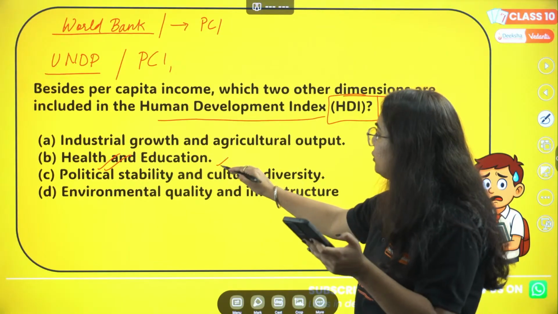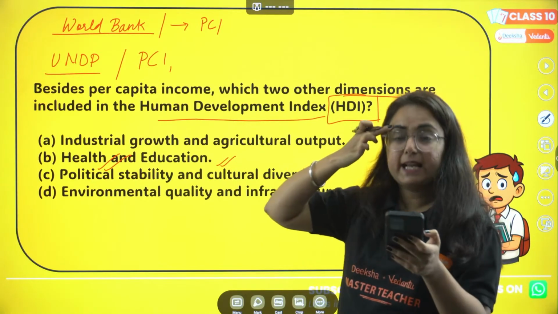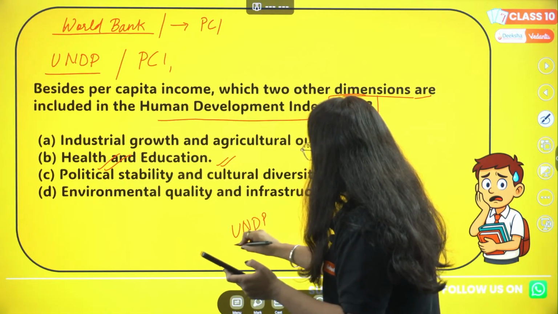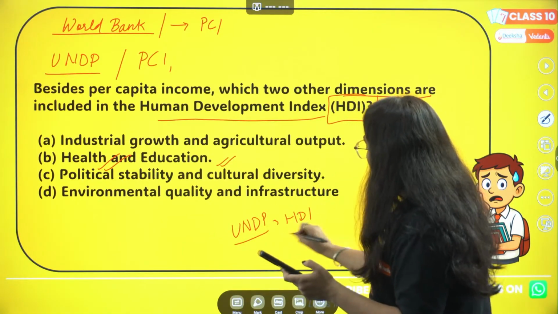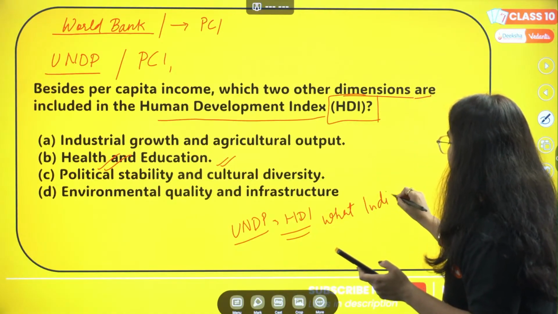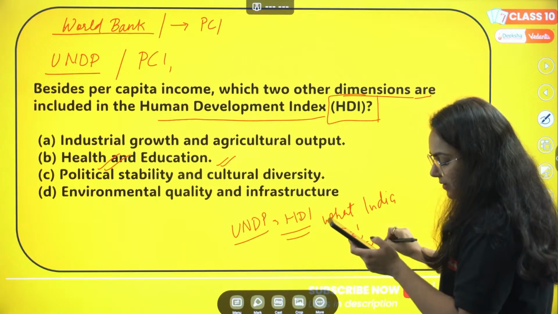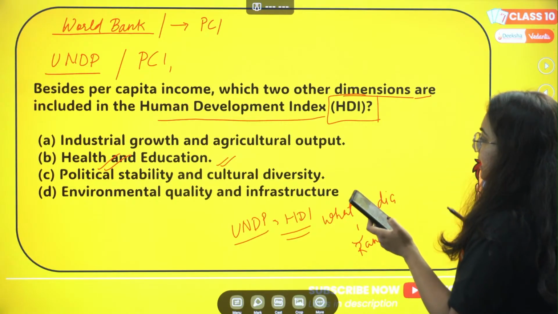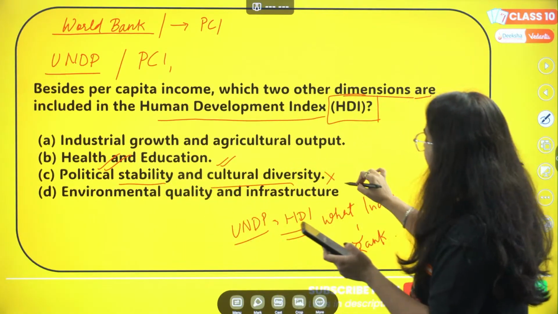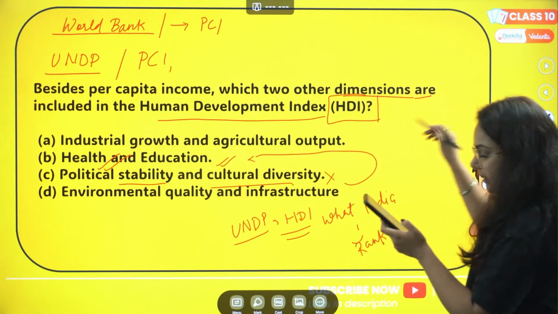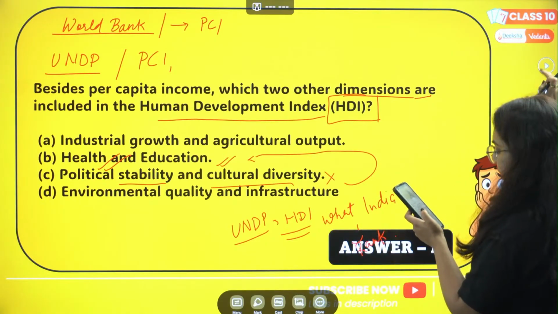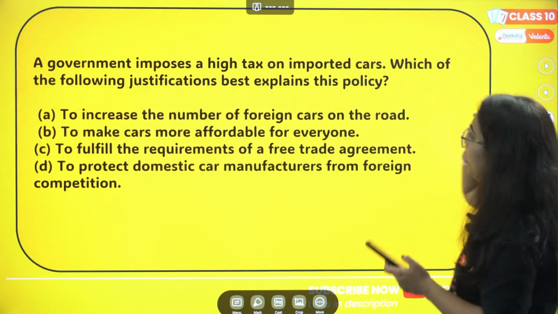So it's health and education from this year, right? Clear with everyone? Acha, tell me that according to UNDP, HDI index, what ranking is of India? What ranking does India hold? What is the rank? Give me the answer. Yes, Jhalak. C. No, Jhalak. C is not the correct answer. Political stability and cultural diversity is not a factor. Rather, health and education is the factor. Okay. So, the answer is B. Fine. Moving to the next one.